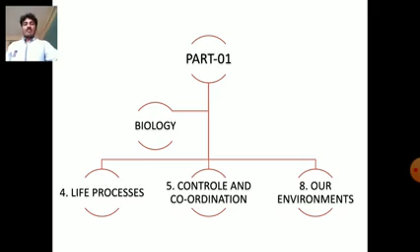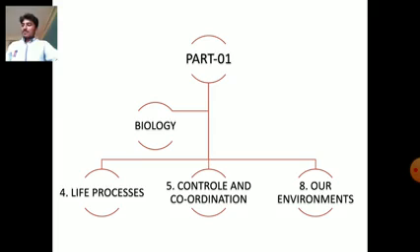And the second chapter is control and coordination. In this chapter, we learn about animals. In animals, how the nervous system works in our human body, and the reflex arc and brain. The next chapter is our environment.